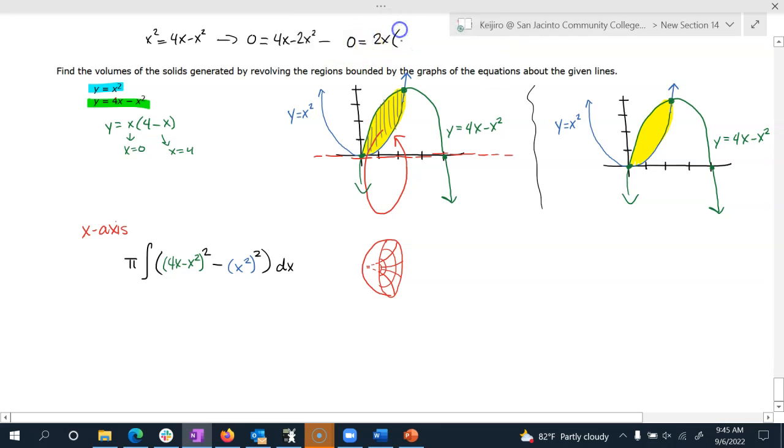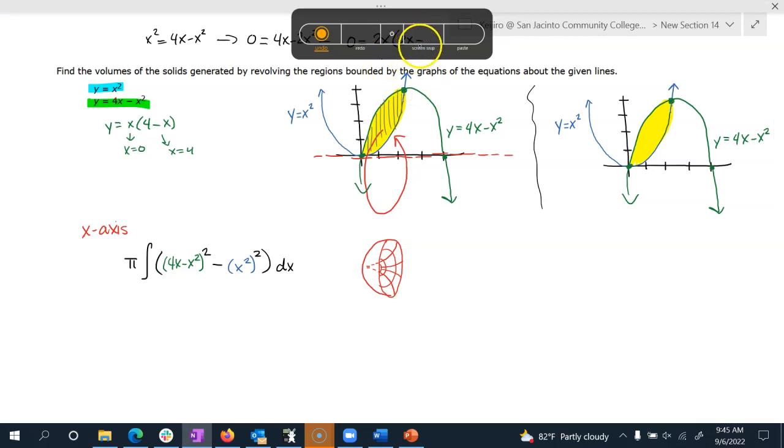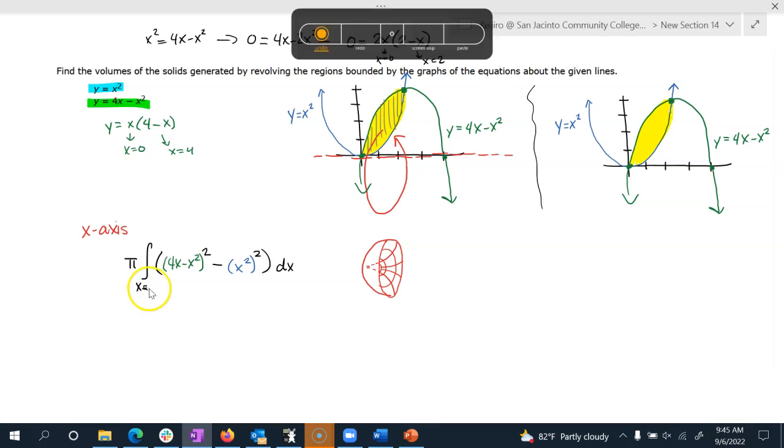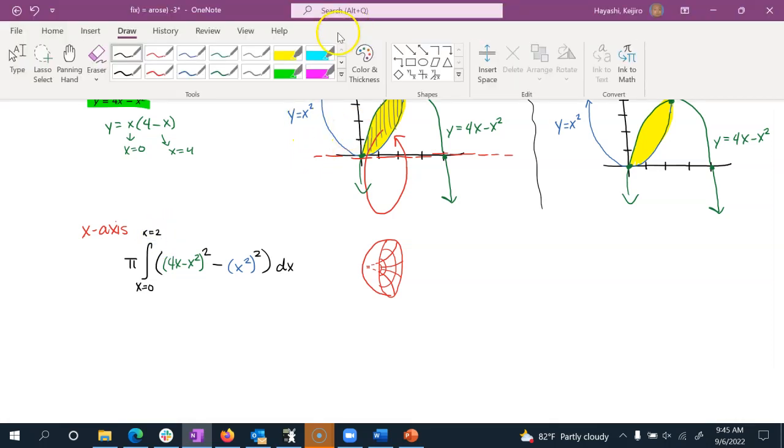Factor out a 2x, and you're going to get 2 minus x. Okay, that's going to give you x equals 0 as one point of intersection and x equals 2 as the other. So those are your bounds of integration. Not too terrible.